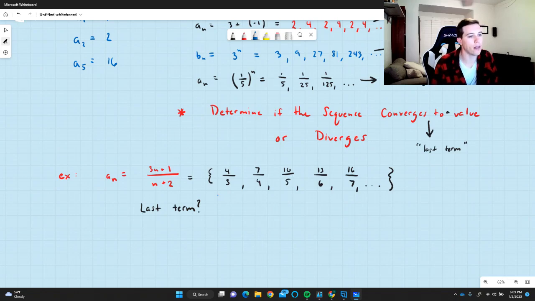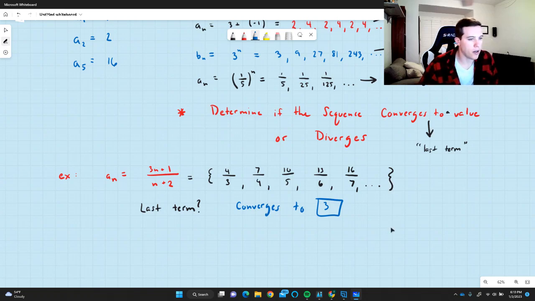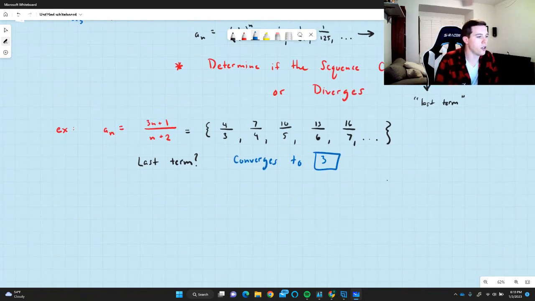If I were to have you write out the first 100 terms, which I'm not going to do, you would see that the last term is super, super, super close to something. And it turns out that this one, in fact, converges to, drumroll, 3. How did I do that so quickly? Well, we're already set up to do this. We are going to essentially just look at the limit as n approaches infinity of the sequence.